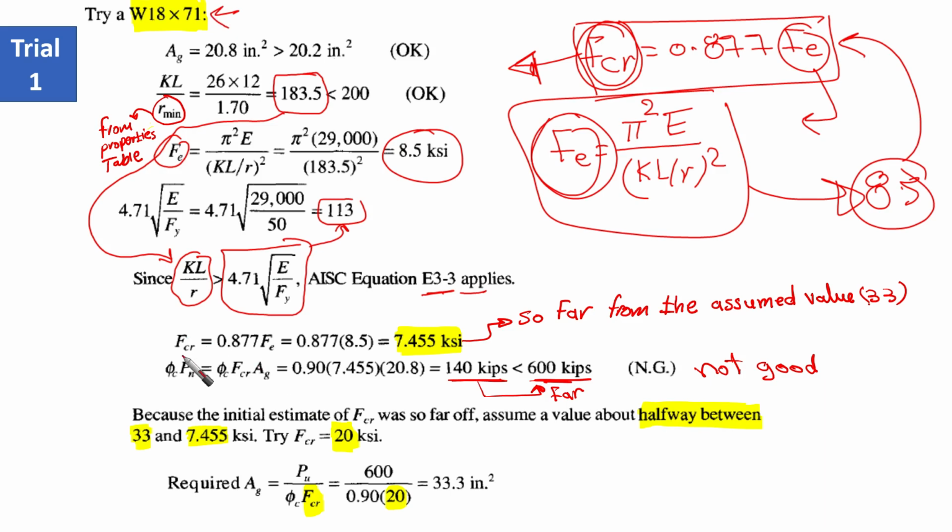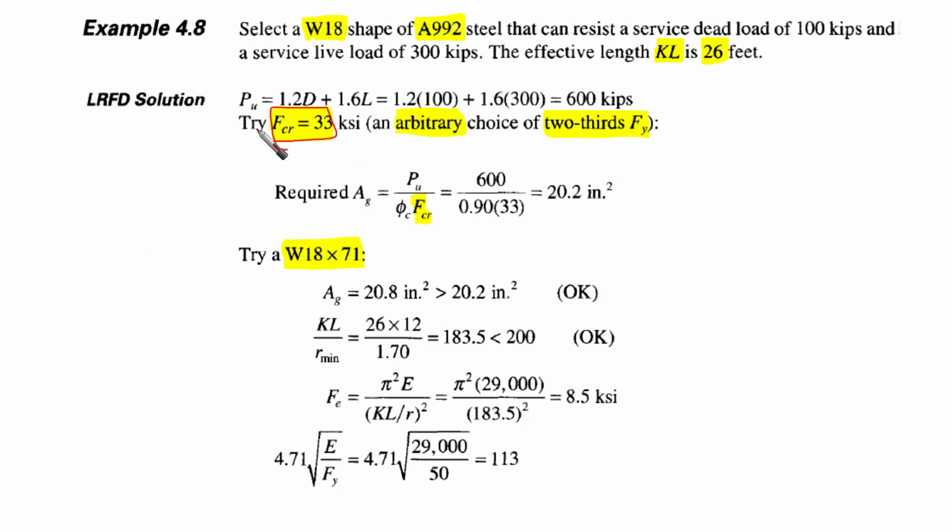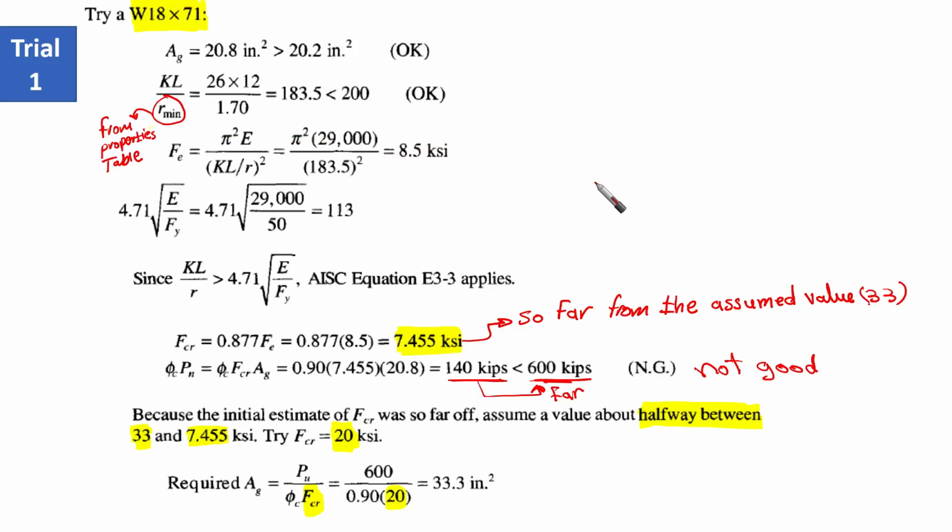So in this case, after substitution, we found that FCR equals 7.45. Can you imagine this? It is so far from the assumed value. The assumed value was 33. We started with 33, an arbitrary choice of 2/3 of F yield, right? But the one that we have obtained is 7.45. Very far from the assumed value. Then let's go and calculate phi c times Pn.